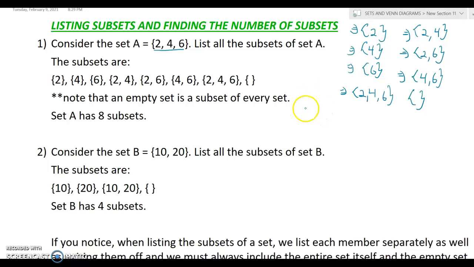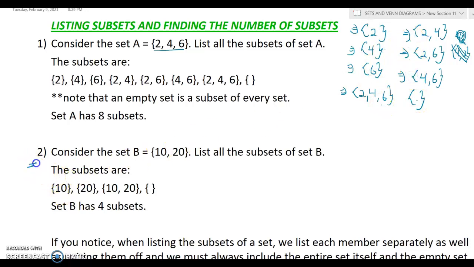Now some of you are probably wondering, how I have 2, 4 here, could I put 4, 2? Or 6, 2? No, we don't put that. We don't switch the numbers. Once you have 2, 4, it really implies the same thing as 4, 2, right? So in this case, set A has 1, 2, 3, 4, 5, 6, 7, 8 subsets.